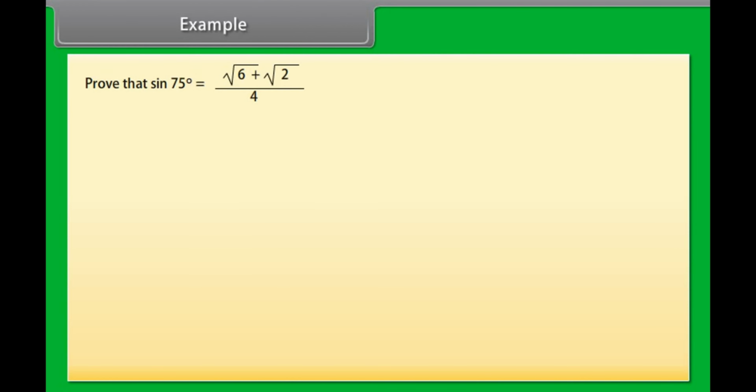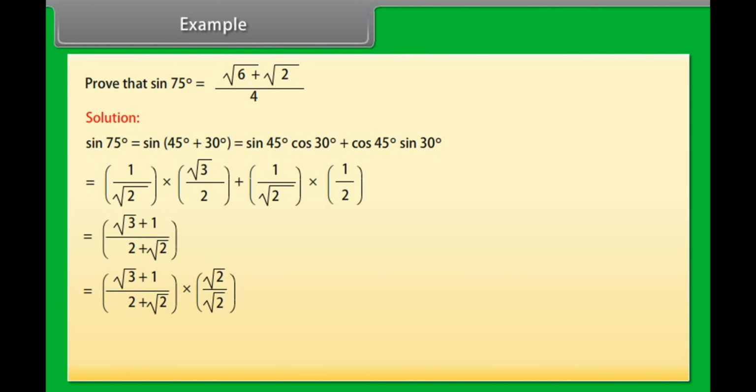Example. Prove that sine of 75 degrees is equal to under root 6 plus under root 2 by 4. Solution. Sine of 75 degrees is equal to sine of 45 degrees plus 30 degrees. That is, sine 45 degrees into cos 30 degrees plus cos 45 degrees into sine 30 degrees. By solving it, we get under root 6 plus under root 2 by 4.